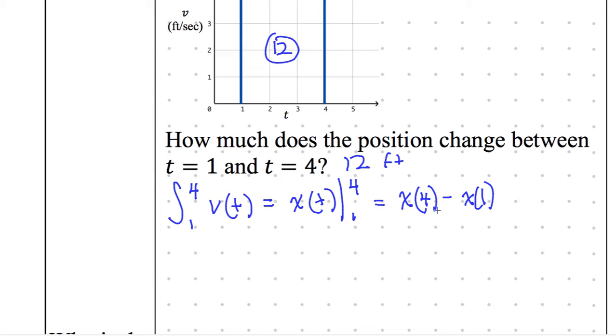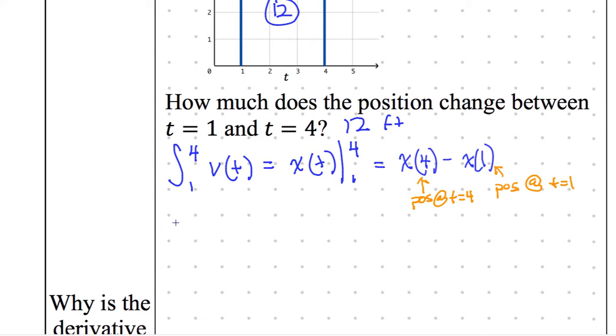And literally this means take the position at t equals 4, and then subtract from it the position at t equals 1. And that's really what we're looking for, right? The position change between time 1 and time 4, and that's literally what I'm writing right here. So it makes sense just generally. And then how to do it.